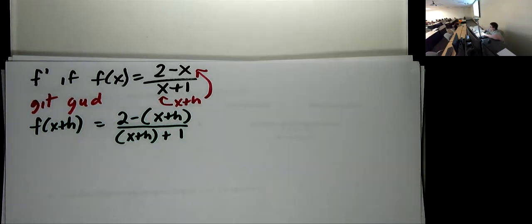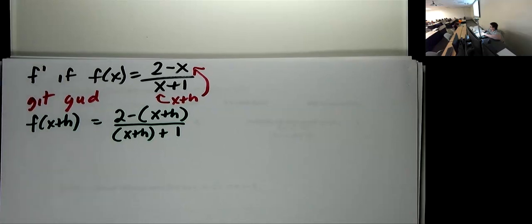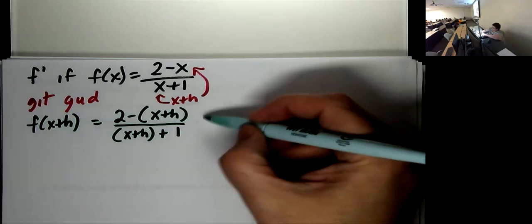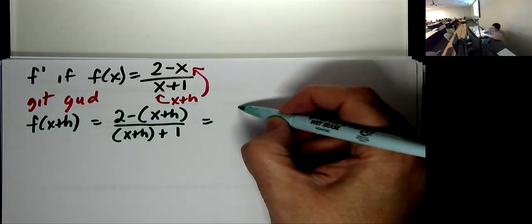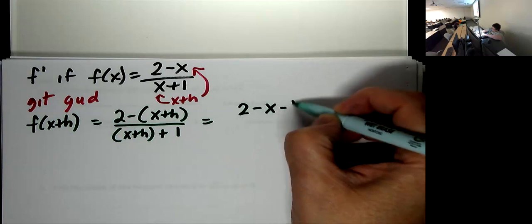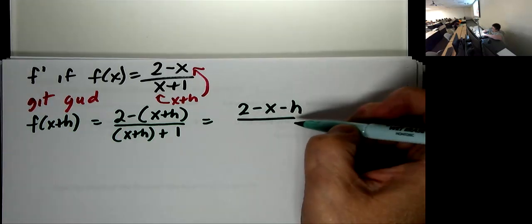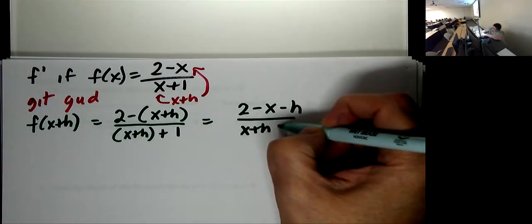Now, I recommend when you're substituting it in, always use parentheses whether you need it or not. Like on the bottom, the parentheses aren't doing a lot, but if you get in the habit of doing it, you won't mess it up later on. Because the top, that negative has to hit both of them. This is 2 minus x minus h, and the bottom is x plus h plus 1.